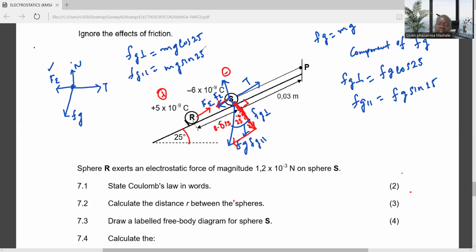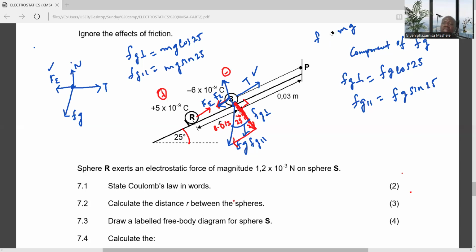Let's check how many horizontal forces we have, since the tension here is the horizontal force. There are 3: the electrostatic force, the FG parallel, and the horizontal component of the force of gravity. Because if the force is here, it is the same as being here. It's one and the same thing, by using the parallelogram method. So we're going to have three horizontal forces.